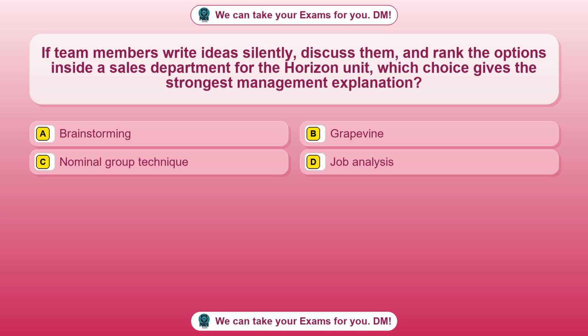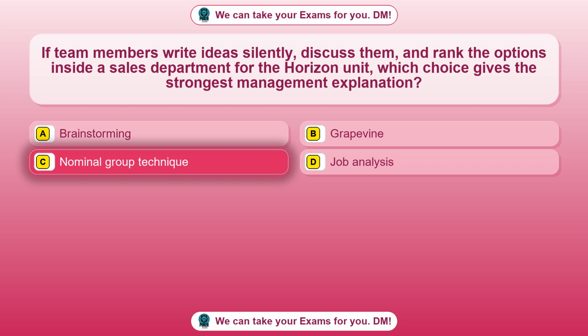Question 14. If team members write ideas silently, discuss them, and rank the options inside a sales department for the Horizon unit, which choice gives the strongest management explanation? Option A, brainstorming. Option B, grapevine. Option C, nominal group technique. Option D, job analysis. The correct answer is option C, nominal group technique.